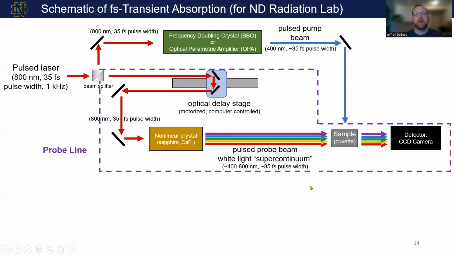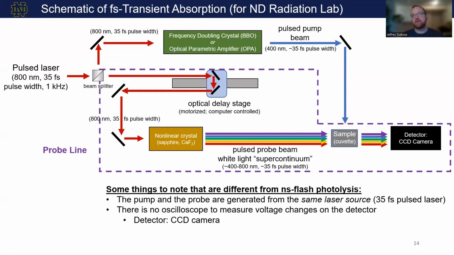Okay, so right off the bat, we can see that there are some notable differences between femtosecond transient absorption and nanosecond transient absorption. One of the main things is that the pump and the probe are generated from the same pulsed laser source. We had this beam splitter, we split off a pump line and also a probe line, but both of them are about 35 femtoseconds in pulse width.